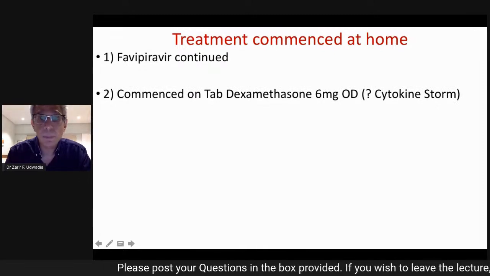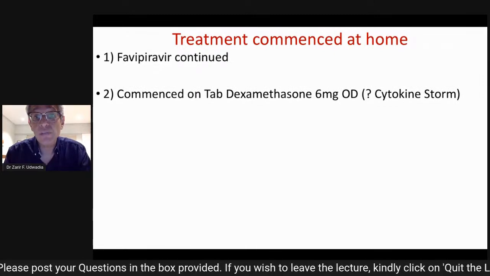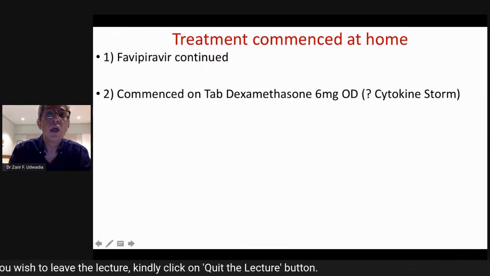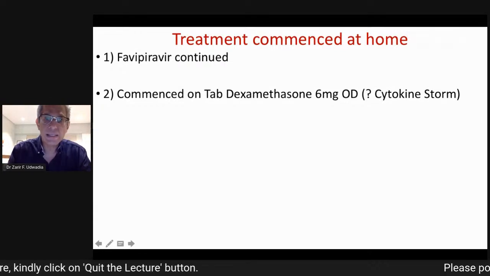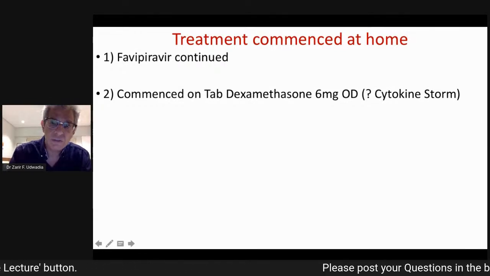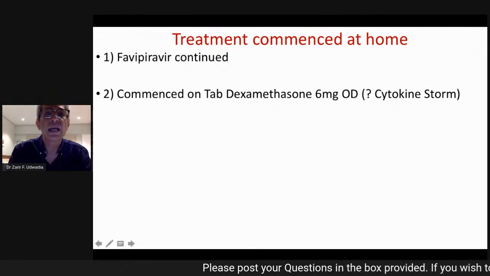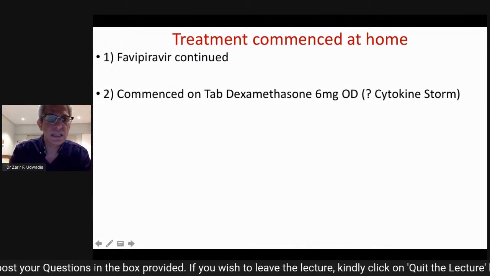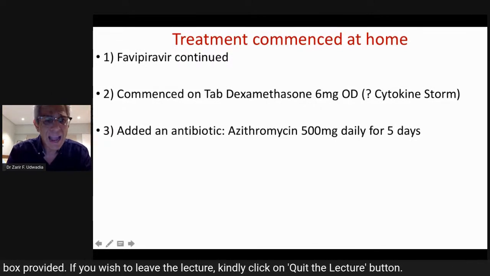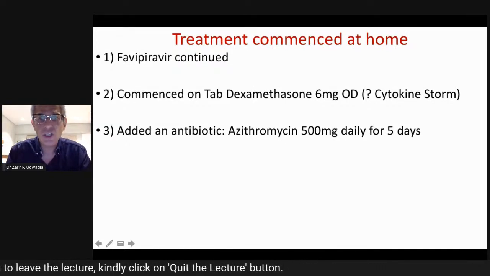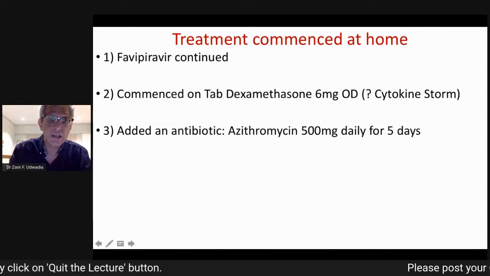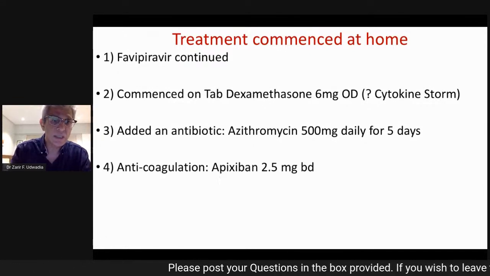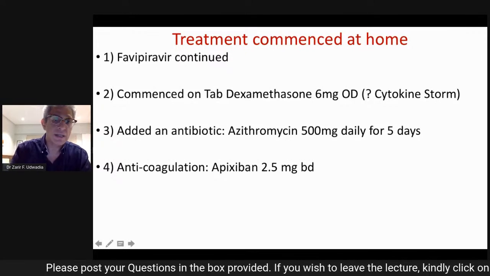Certainly remdesivir cannot be given at home. And I wonder if I would even consider using remdesivir anymore after Solidarity data has come through. I commenced her on dexamethasone 6 milligrams because I was convinced that she was brewing a mild cytokine storm, getting more hypoxic, the inflammatory markers going up, the CRP, the D-dimer rising. I added an antibiotic, azithromycin, really just to cover tracks. No evidence that she had a secondary bacterial infection, but they can set in, especially in the second and third week. Anticoagulation because her D-dimer was high.